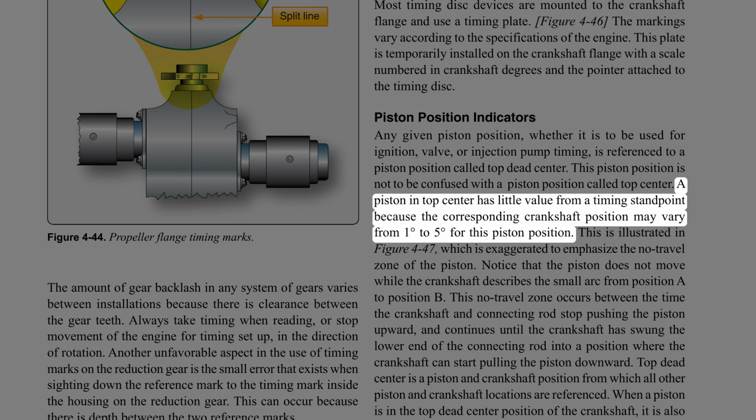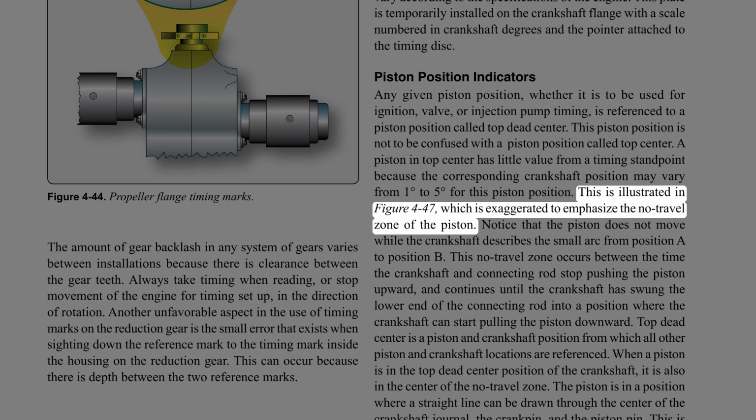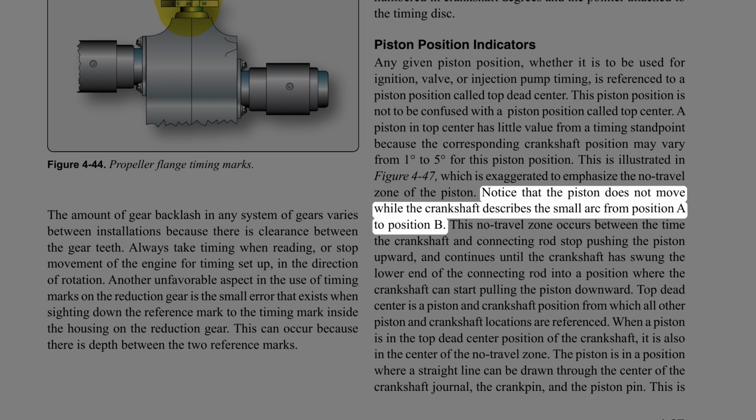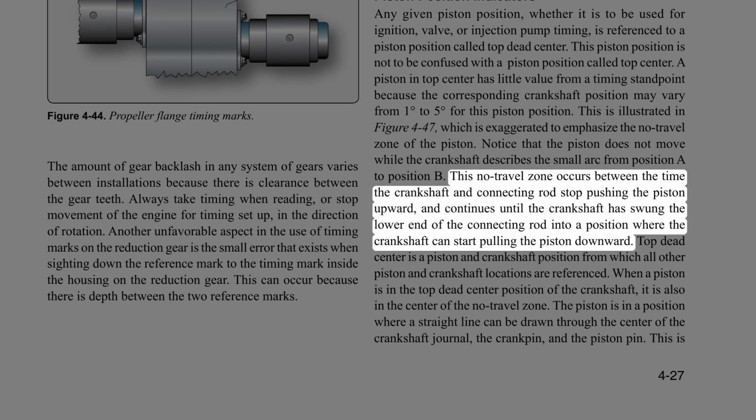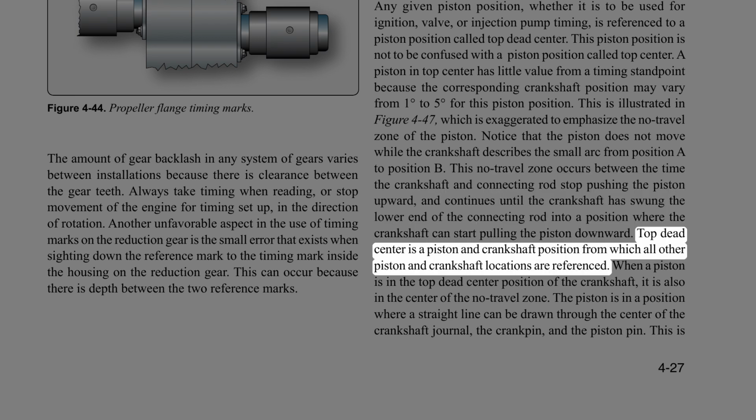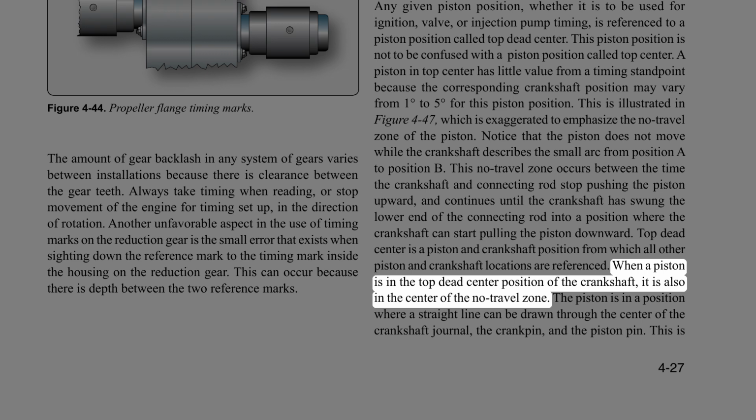A piston in top center has little value from a timing standpoint because the corresponding crankshaft position may vary from 1 degree to 5 degrees for this piston position. This is illustrated in figure 4-47, which is exaggerated to emphasize the no travel zone of the piston. Notice that the piston does not move while the crankshaft describes the small arc from position A to position B. This no travel zone occurs between the time the crankshaft and connecting rod stop pushing the piston upward, and continues until the crankshaft has swung the lower end of the connecting rod into a position where the crankshaft can start pulling the piston downward. Top dead center is a piston and crankshaft position from which all other piston and crankshaft locations are referenced. When a piston is in the top dead center position of the crankshaft, it is also in the center of the no travel zone.